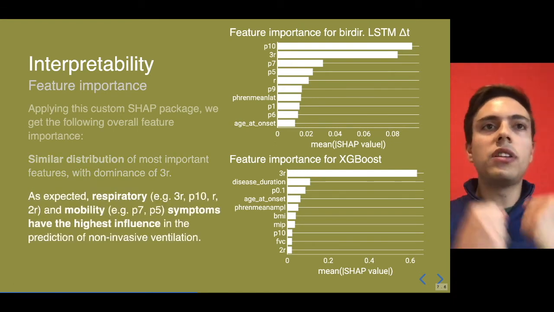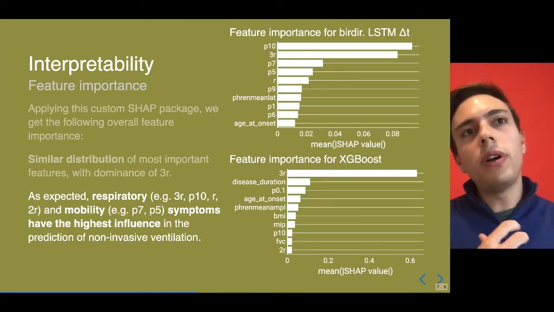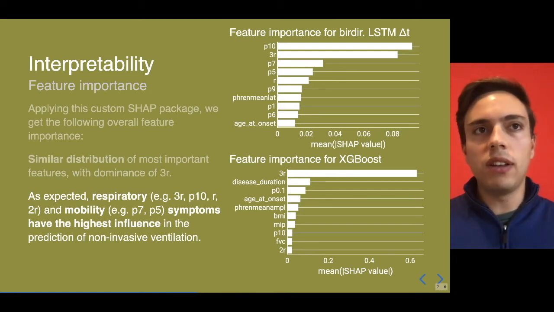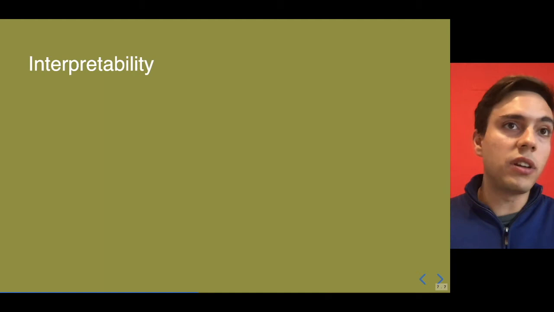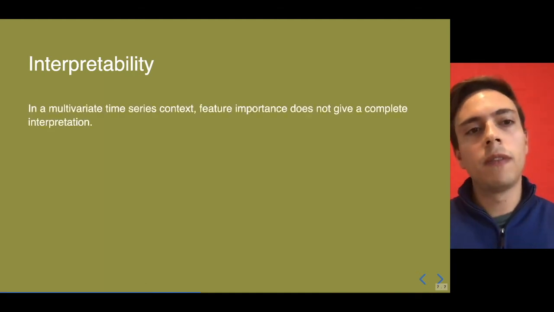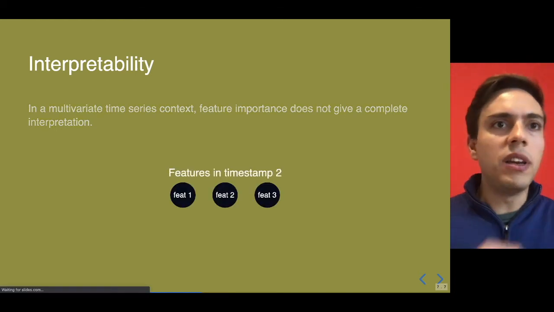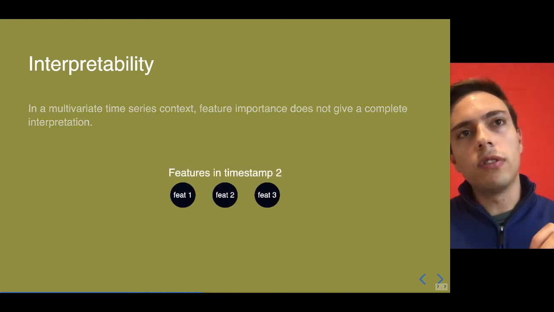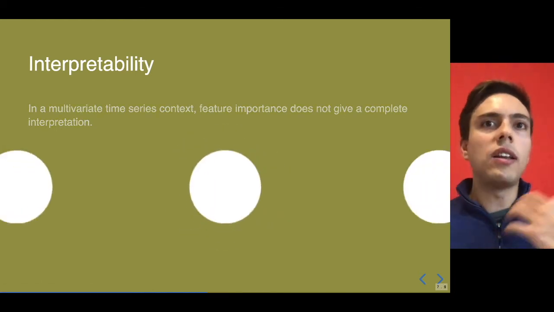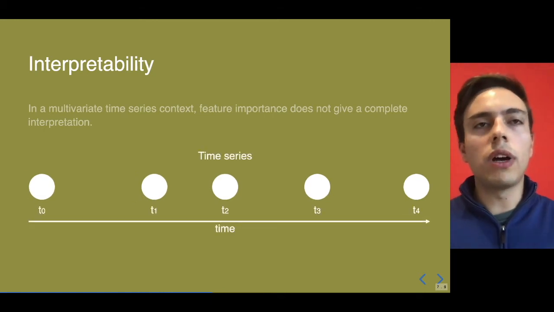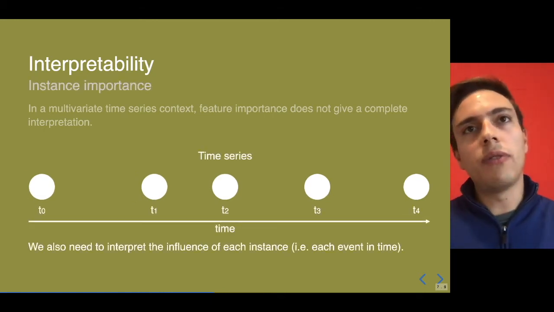And this would be even more evident if we were to see a bigger list of features. And of course, having the dataset in context, we see that respiratory and mobility symptoms have the highest influence in the prediction of non-invasive ventilation, as was expected. But in a multivariate time series context, feature importance might not be enough, because while we have features, these features are inside samples, which are inside sequences. So we should also try to interpret how each sample affects the output.